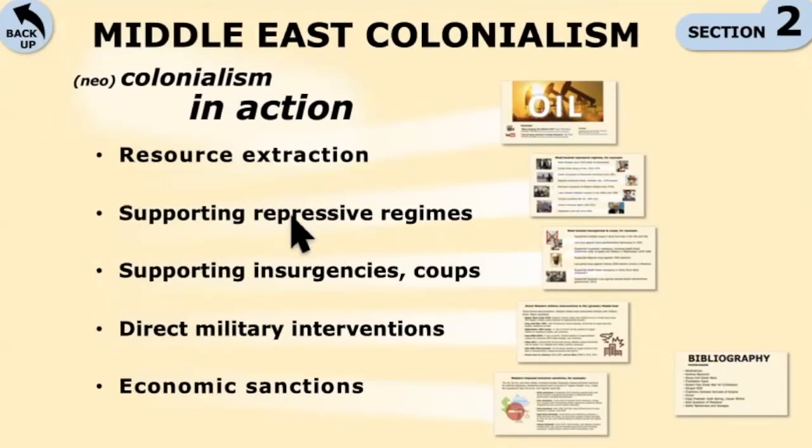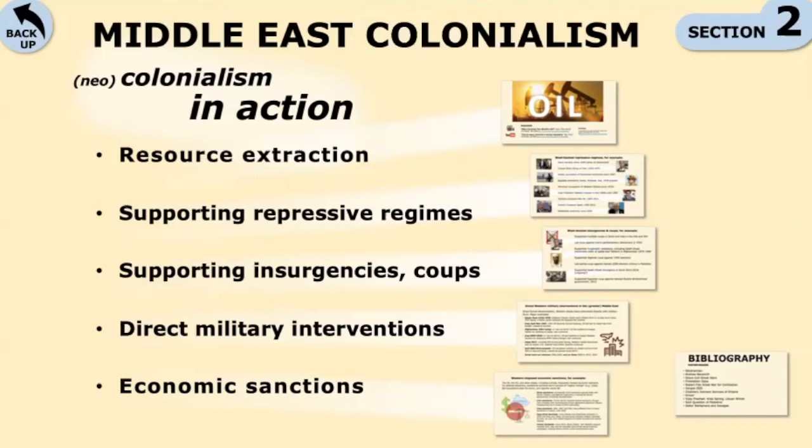Under the second heading, supporting repressive regimes. This has probably been the major way that the West has maintained control over the region for many years up until today. And it's basically, if you find a government who's willing to work with you, a government who plays by your rules, a government that will cooperate with your security policies, a government that will cooperate with your economic policies, with international systems of trade, with your multinational corporations. And when you find a government that plays along, you support them.